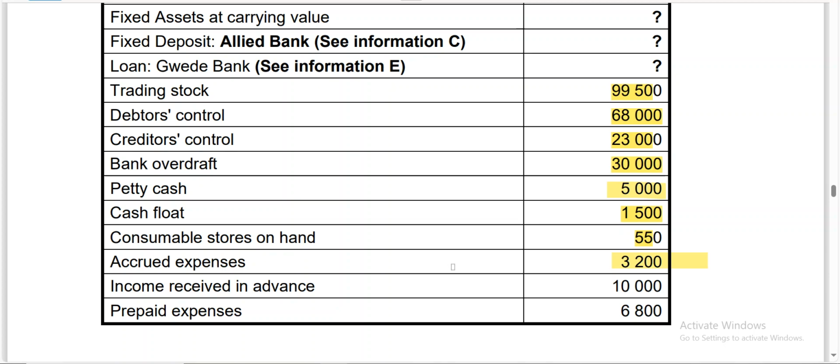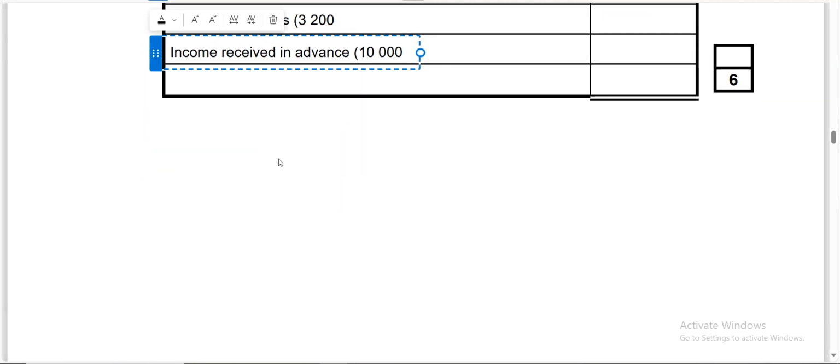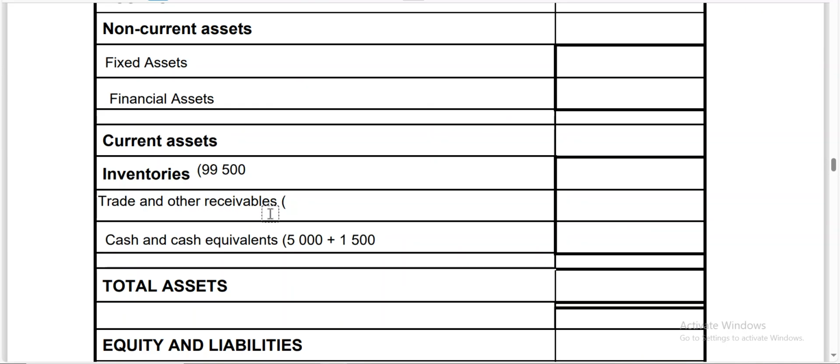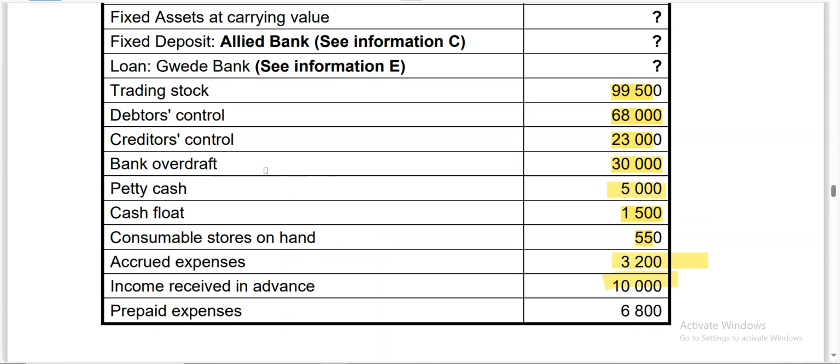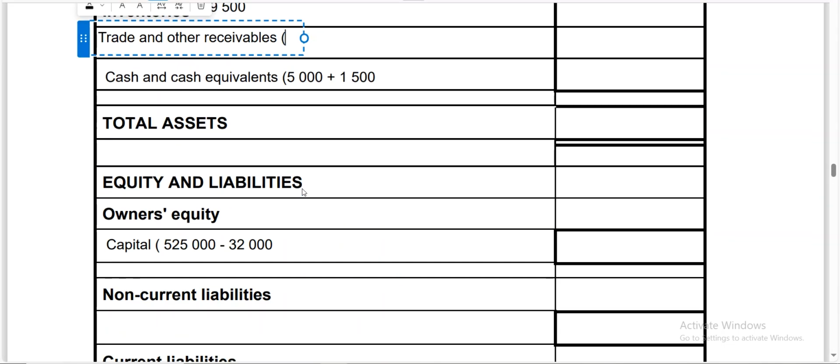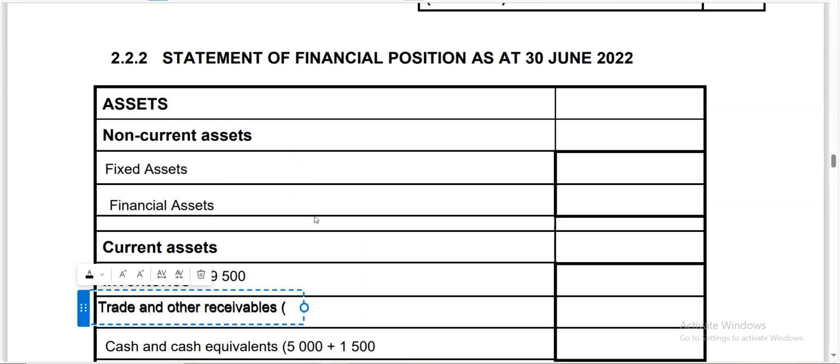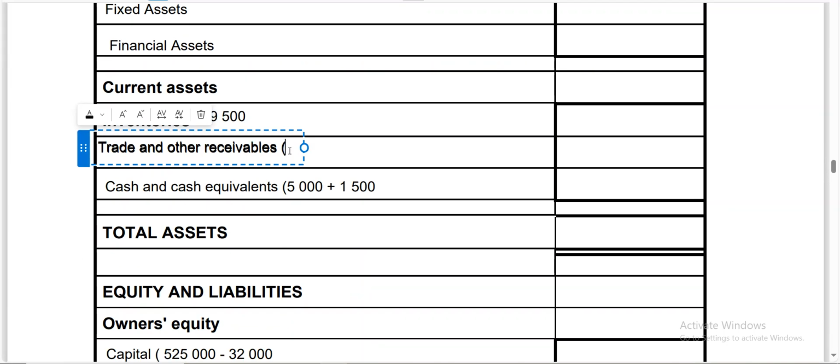And then from there, we have our prepaid expenses for 6.8. So those prepaid expenses, remember, they are part of the balance sheet note. So prepaid expenses is part of trade and other receivables. So let's check if we have debtors control here. So debtors control, according to here, is 68,000. I can't remember where I wrote this 68,000. Okay, at 68,000. Trade and other receivables 68,000.